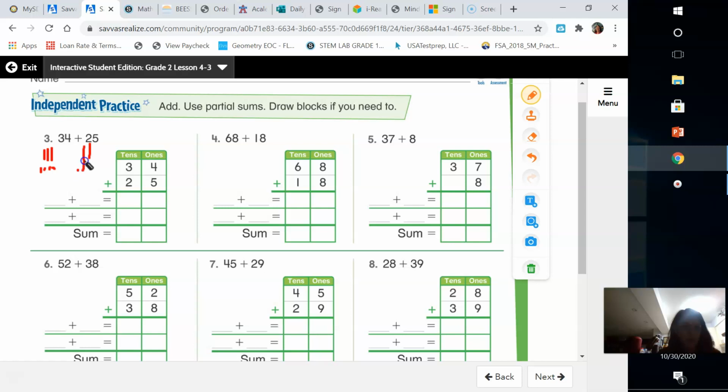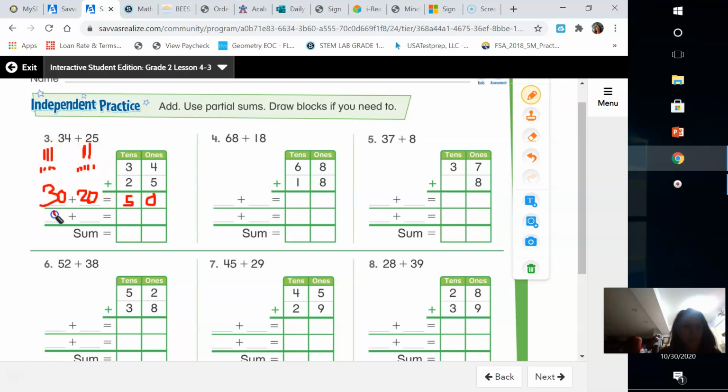1, 2, oh, that's not a dot. That's like a 10. Get rid of that. 1, 2, 3, 4, 5. So we're going to start with 30, and then we have 20 equals 50 for our tens, right? You can go check yourself. 10, 20, 30, 40, 50.